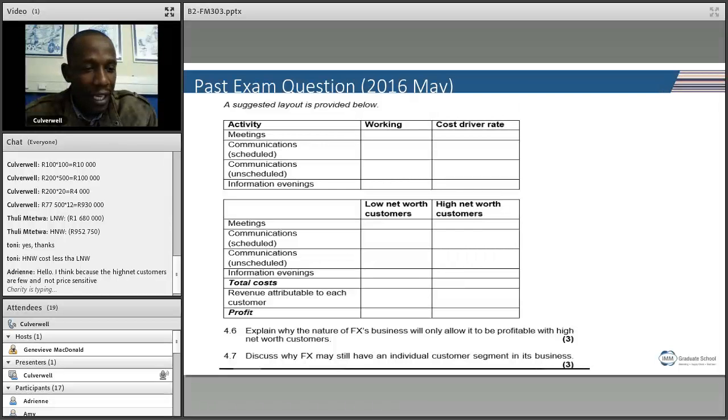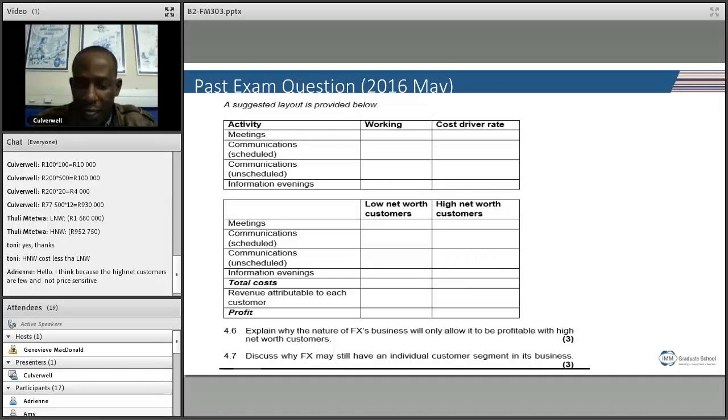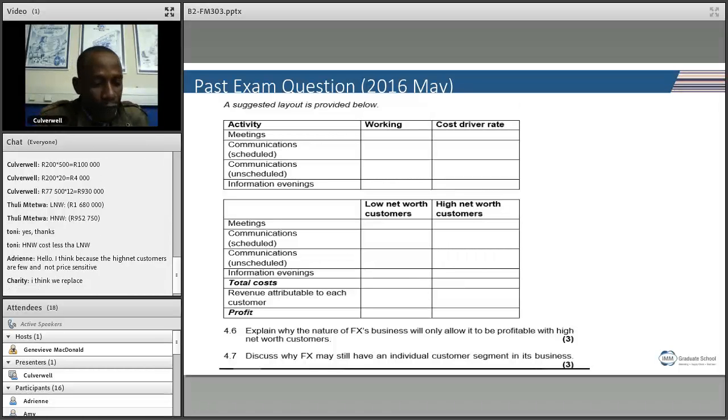I'm trying to engage, especially on this unit, because it might come with 40 marks in the exam. You need to know what's going on there. Remember, on our low net worth customers, we made a loss of 180,000. On high net worth customers, we made a profit of 14,047,250. So I'm trying to engage using those two figures. How would you allocate low net worth customers, and why would you allocate them in a specific segment?